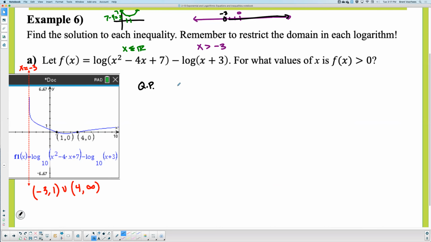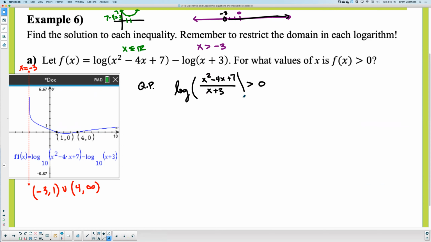What you would do is divide that. So log of (x squared minus 4x plus 7) over (x plus 3) would have to be greater than, that's the quotient property. That has to be greater than, oh no, plus 7 over x plus 3. This has to be greater than 0.